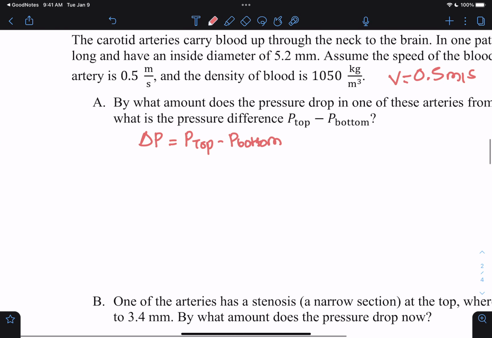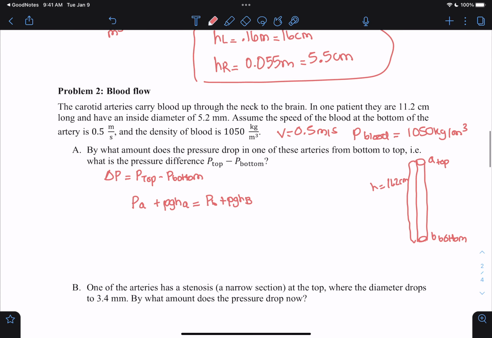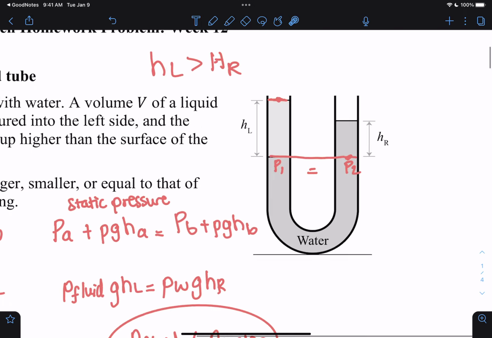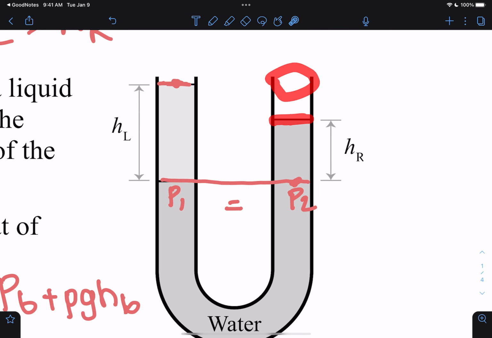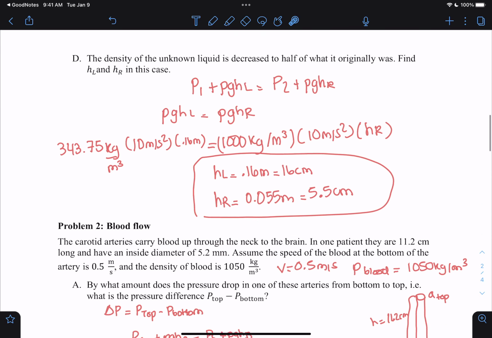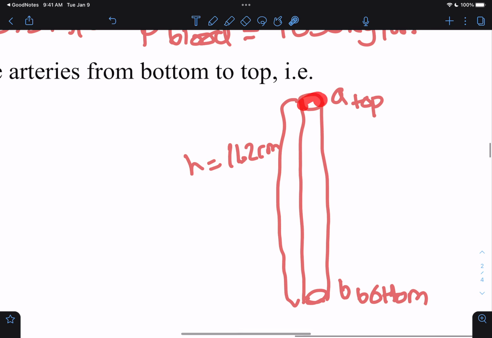Now, if we use this hydrostatic pressure equation, we said PA plus rho g hA is equal to PB plus rho g hB, right? Well, everything is internal to the body in this situation. Normally, if we have a problem where the water is in contact with the air, then the pressure at the top would be atmospheric pressure. But everything's internal, so we can't really say that the pressure up top is equal to atmospheric pressure. Can't really be sure.